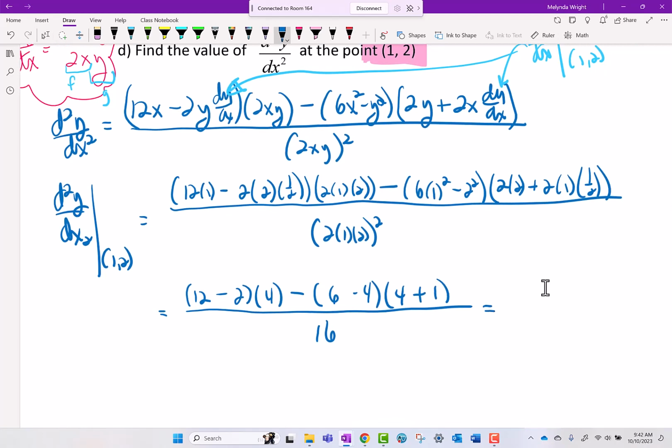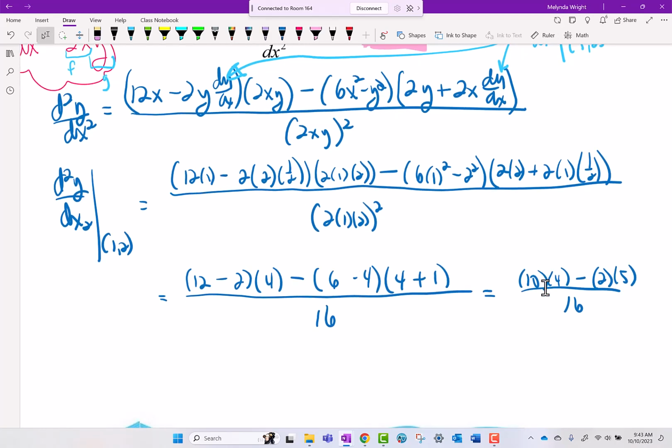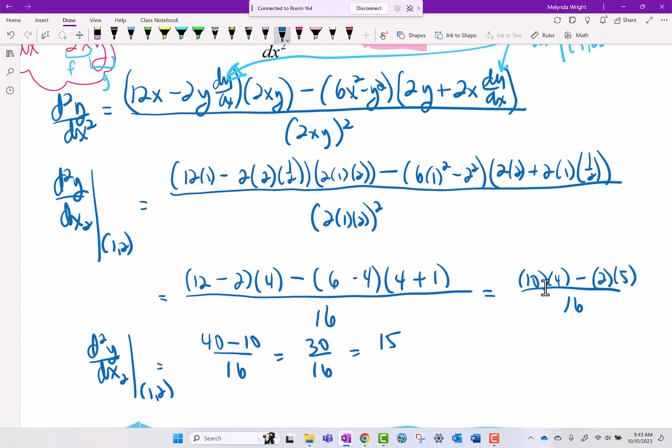Okay, so what is that? That's going to be 10 times 4 minus 2 times 5 over 16. Most of y'all are probably way better at arithmetic than I am. You could do this in fewer steps. This is how my brain would work. I'd have to go piece by piece. So that would be 40 minus 10 over 16, which would be 30 over 16, which would reduce to 15/8. And there we go.